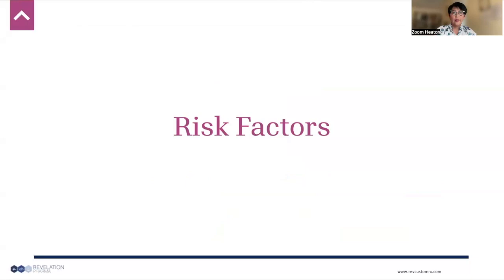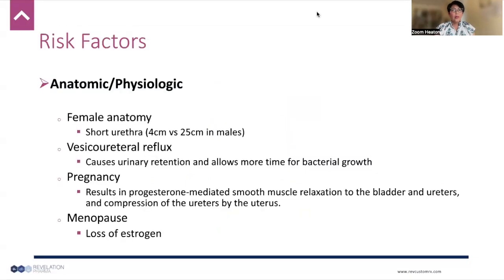Okay, let's look at some risk factors. So anatomic physiologic risk factors: we discussed the female anatomy and how females have a shorter urethra, 4 centimeters versus 20 to 25 centimeters in males. And then we have vesicoureteral reflux. And this is where urine flows retrograde, or backwards, from the bladder into one or both ureters, then to the kidneys. So this causes urinary retention and it allows more time for bacterial growth, and it could also allow bacteria to ascend to the kidneys.